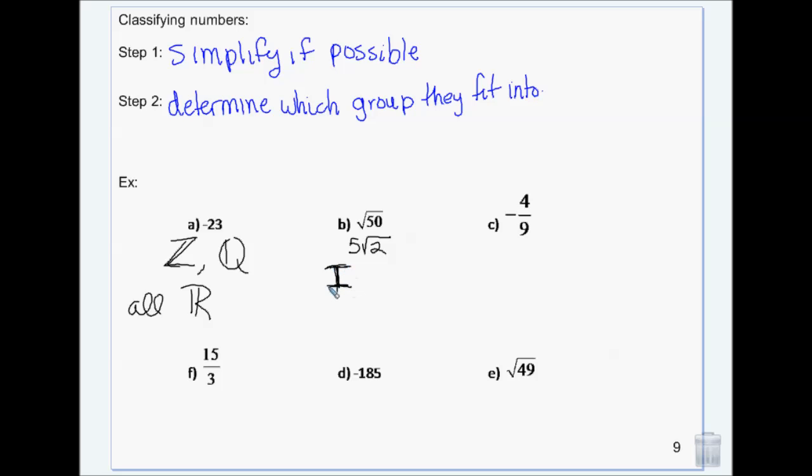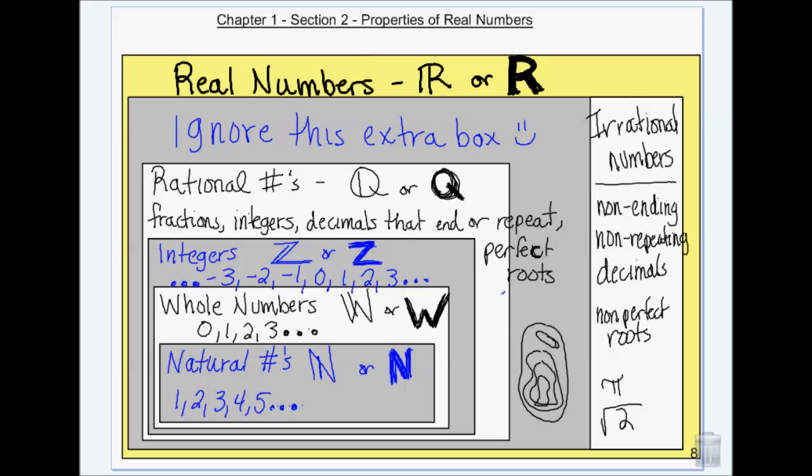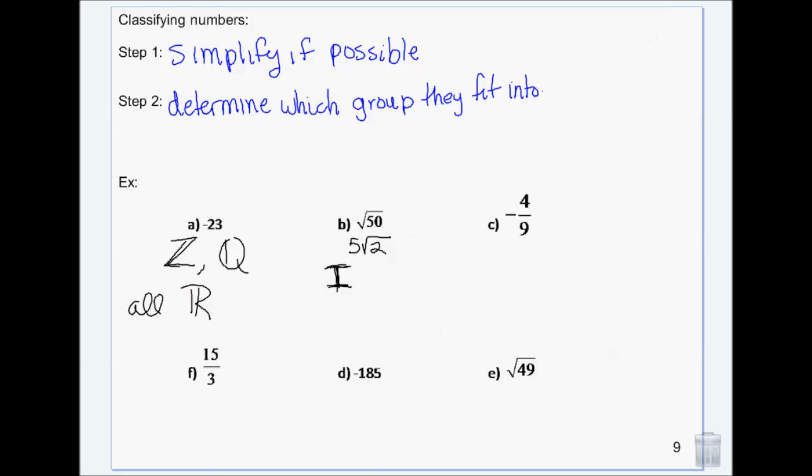So you can either do like the bold I. Oh, I didn't tell you guys the symbol for this, did I? No, I didn't. Okay, irrational numbers is either a bold I or the Q with an apostrophe. So bold I or Q with an apostrophe. I think the bold I is a little bit more clear. So it's irrational, it's also real.